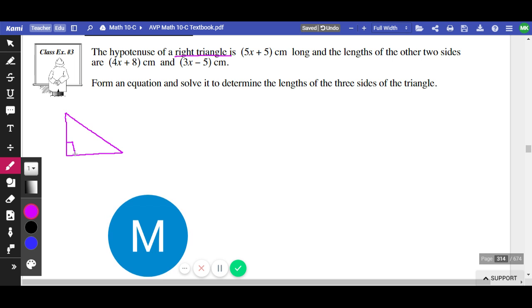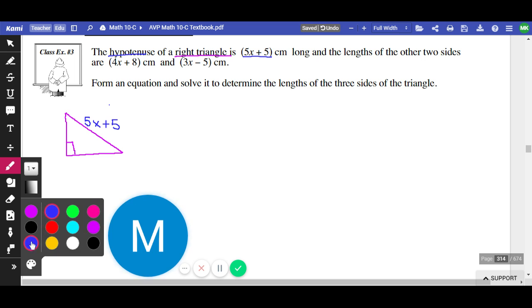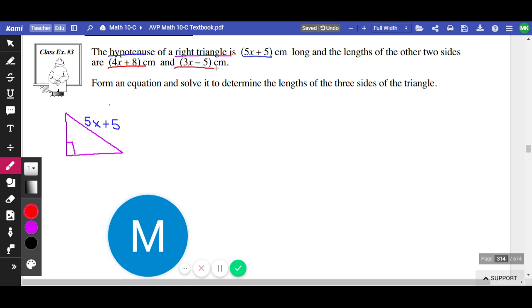90-degree right there. Is 5x plus 5. So it said hypotenuse 5x plus 5. That means this is 5x plus 5. And the lengths of the other two sides are 4x plus 8 and 3x minus 5. It doesn't matter which one's which. When you're talking about the other two sides, you could flip them and you'd still be right. The only side that really matters is your hypotenuse has to be labeled properly. The hypotenuse being across from the 90.